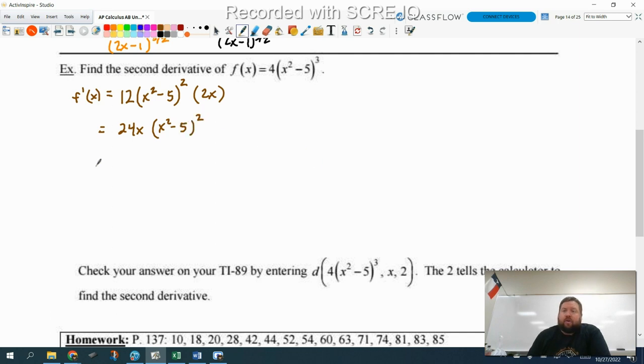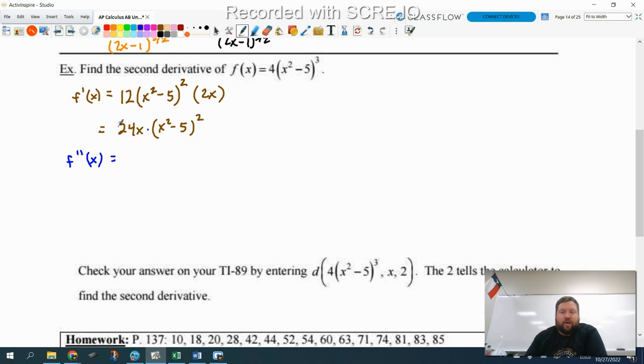Second derivative. All right, so we label this f double prime of x. This one's going to require the product rule because we have a function times a function. We did not have to do the product rule on the first derivative because this was a constant in front. But once it becomes something with an x in it, then you have to treat it as a function and we have to do the product rule.